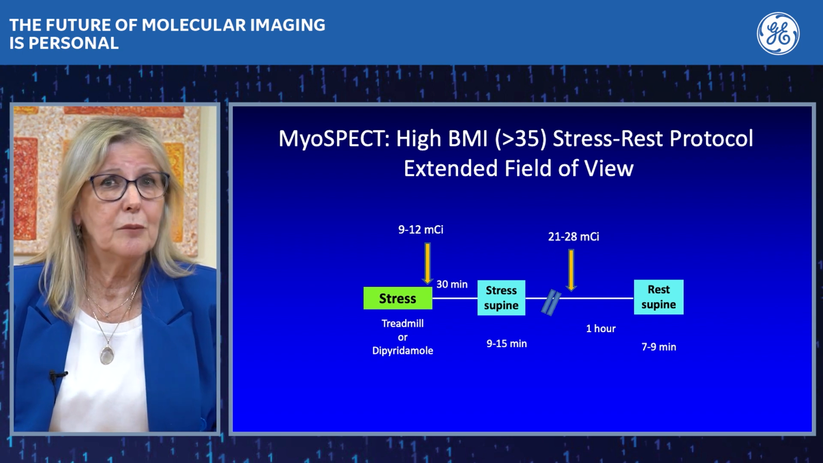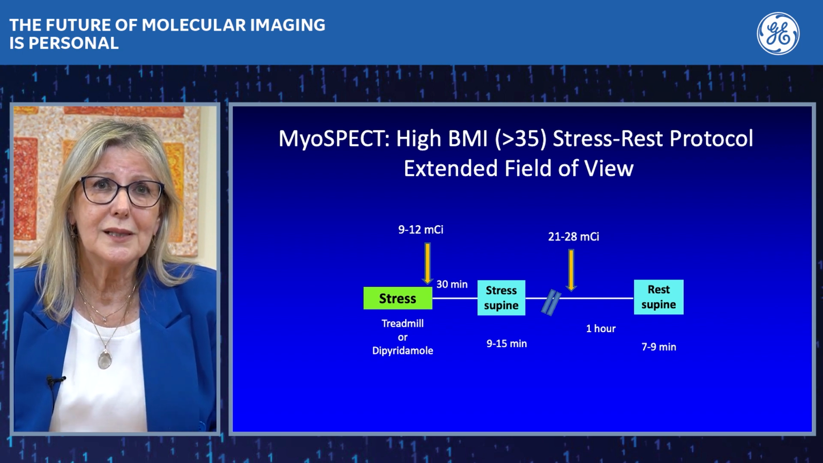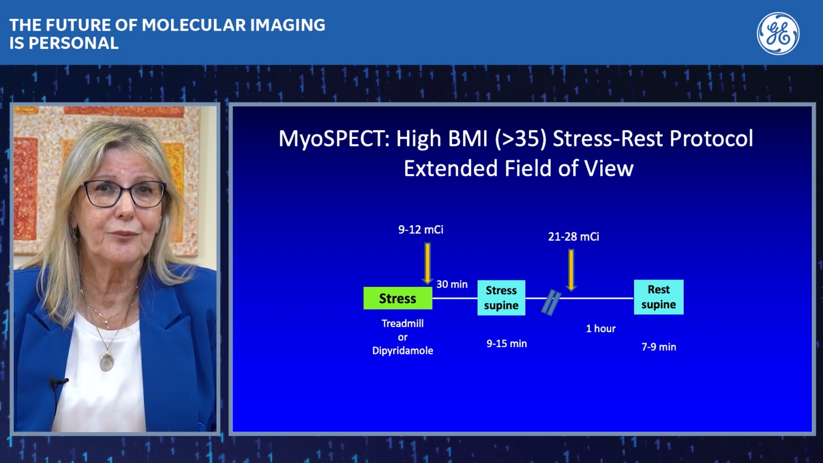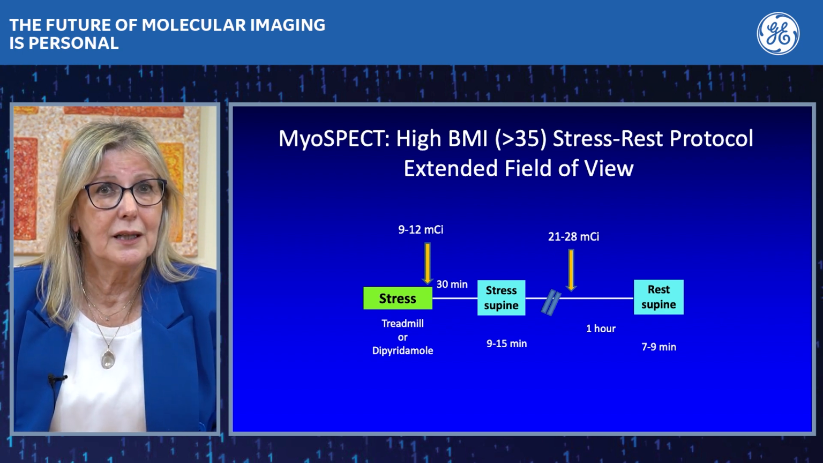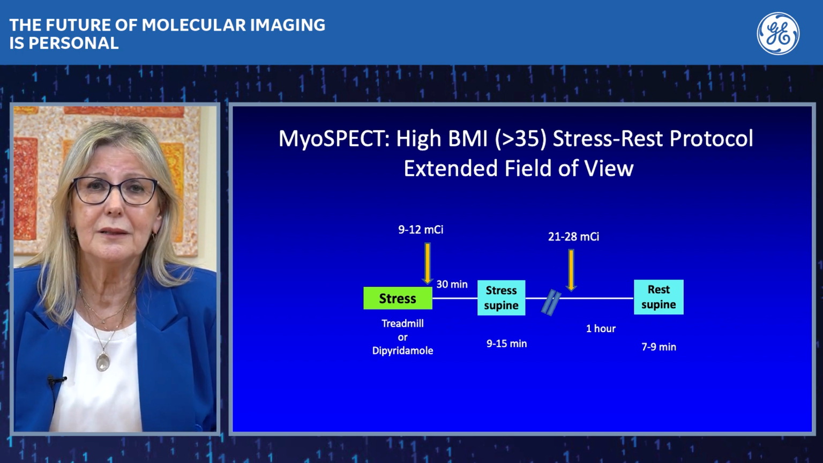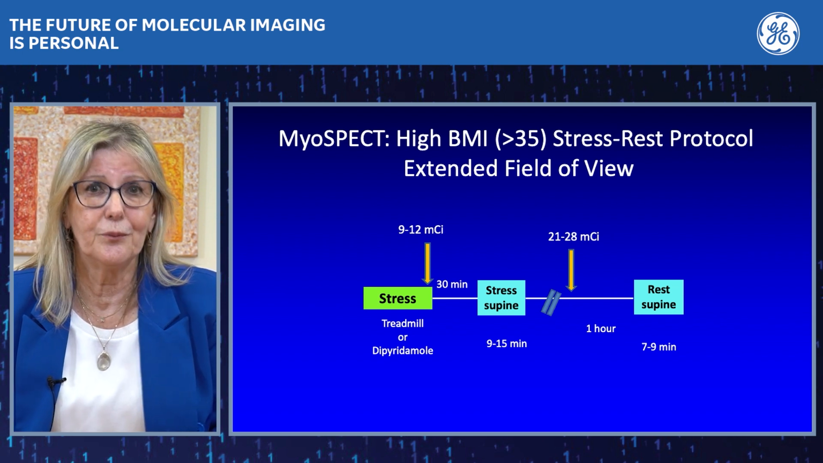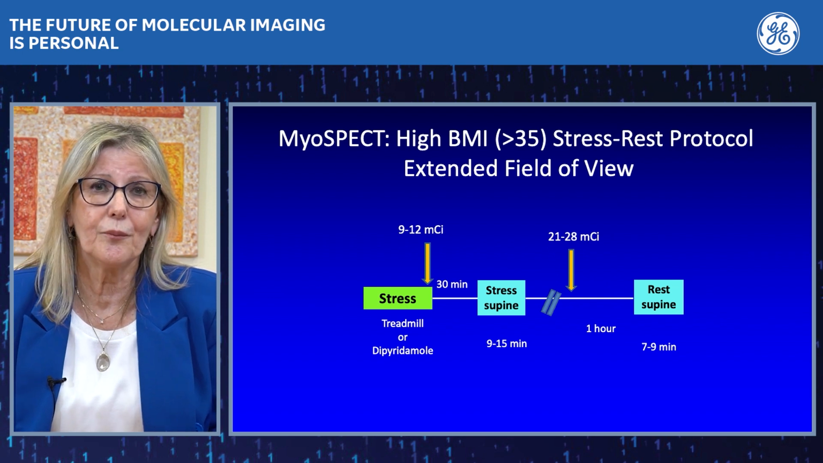In patients with high BMI, more than 35, we use the extended field of view option. And this is done using higher injected doses, as shown here, and a longer acquisition time compared to the standard protocol.